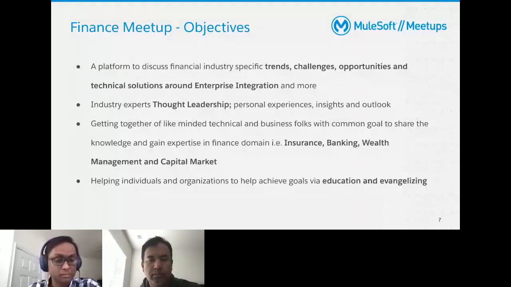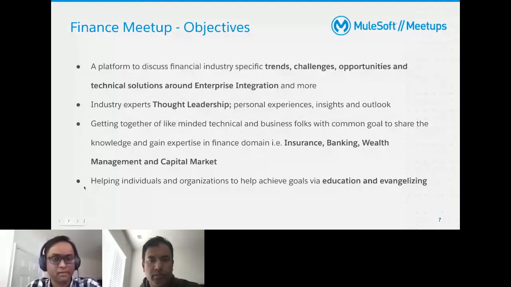Third, it brings together like-minded technical as well as business folks with a common goal to share knowledge and gain expertise in the finance domain. During these meetups, we'll be talking about the insurance domain, banking, wealth management, capital markets, and many more. And finally, we expect that it will help individuals and organizations achieve their personal as well as professional goals through these educational sessions and evangelizing.